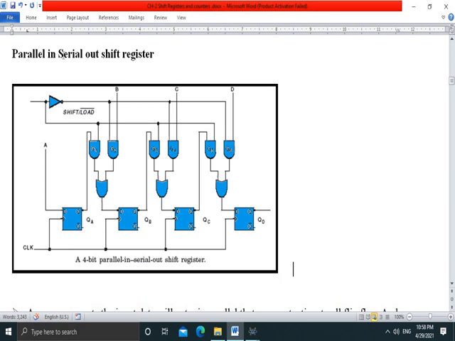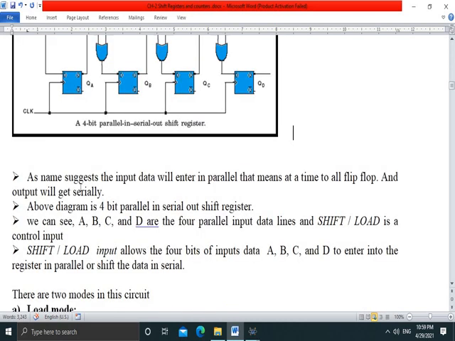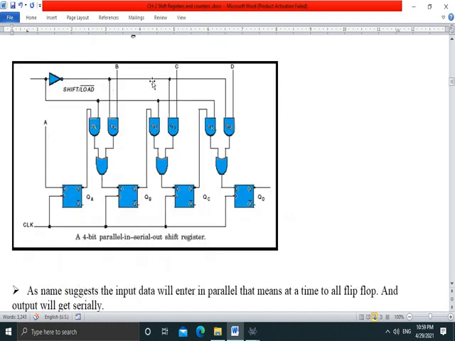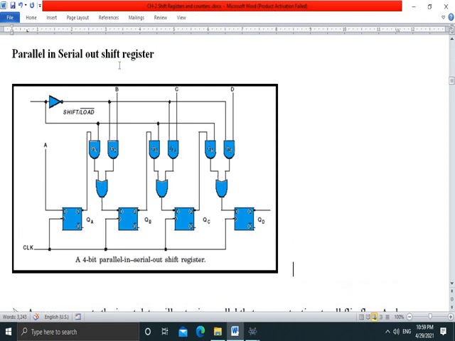This parallel in serial out shift register works in two modes. The first mode is to load the data into the flip-flops, and then shift the data from one flip-flop to another flip-flop, because we want to enter the data in parallel. As the name suggests, input data will enter in parallel, that means at a time to all the flip-flops, and output serially. So ABCD is our 4-bit parallel input data and QD is our serial output.